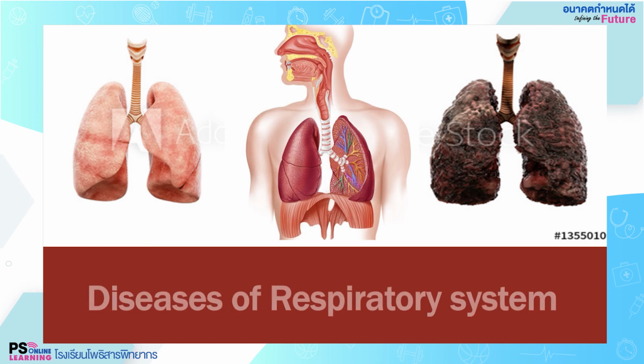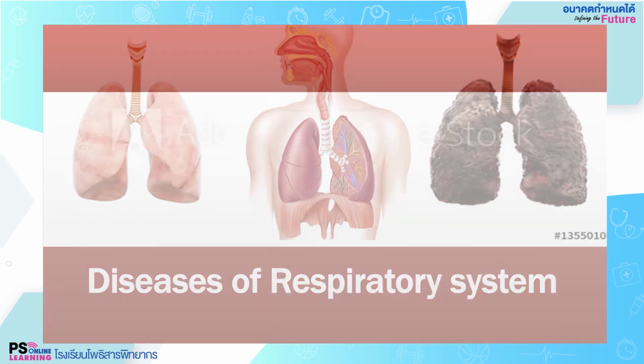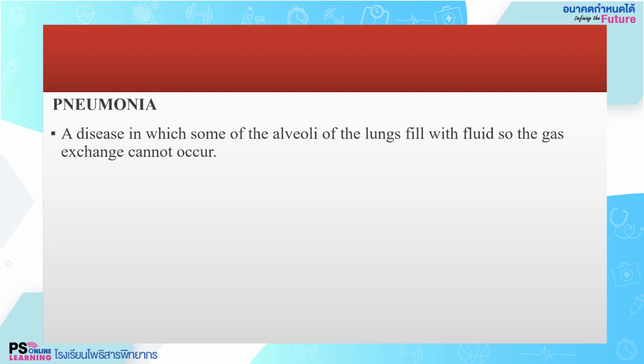So the first common disease of the respiratory system is pneumonia. Pneumonia is a disease in which some of the alveoli of the lungs fill with fluid so gas exchange cannot occur. The infections can be bacterial, viral, or fungal. Most people can recover in 1 to 3 weeks, but for certain people, pneumonia can be extremely serious and even life-threatening. Pneumonia is caused by inhaling foreign matter or toxic substances into the lungs. Symptoms: coughing, chest pain, and difficulty in breathing.